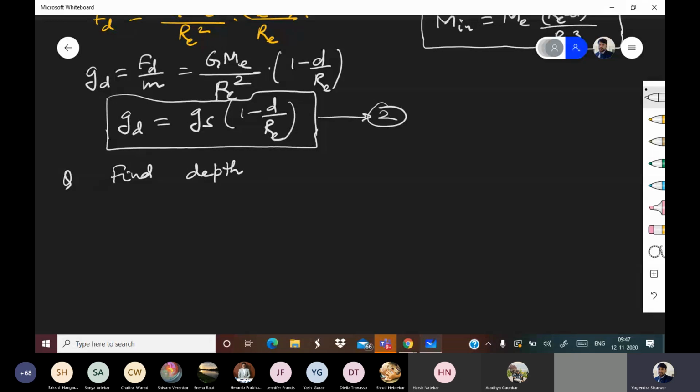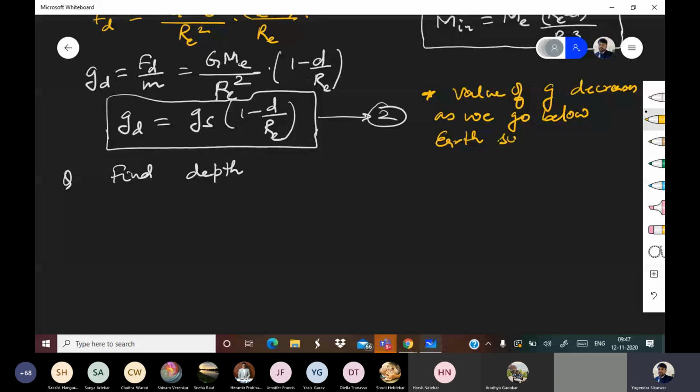Find depth. From here also you can notice, star point, that the value of G decreases as we go below Earth's surface. Okay. So whether you go up or below Earth's surface, the value of G decreases in both cases.